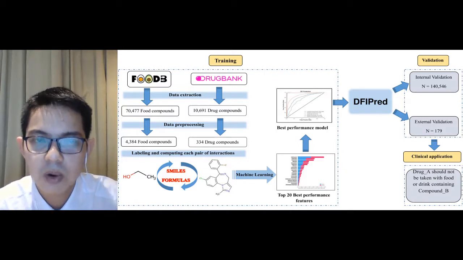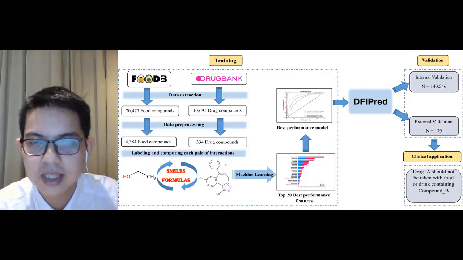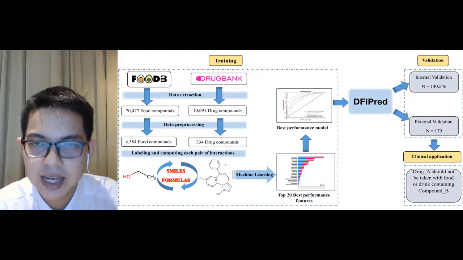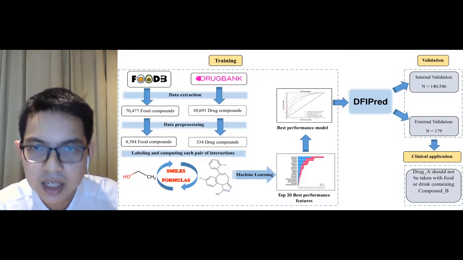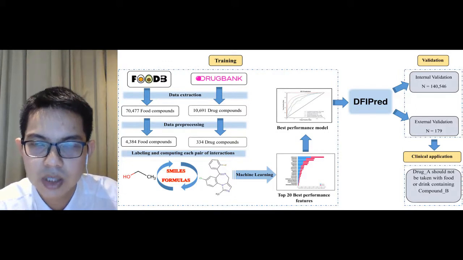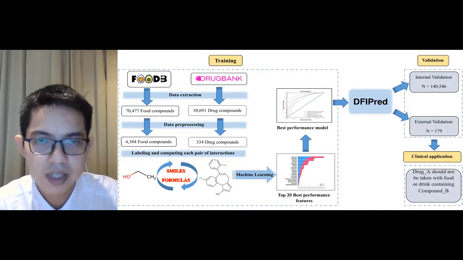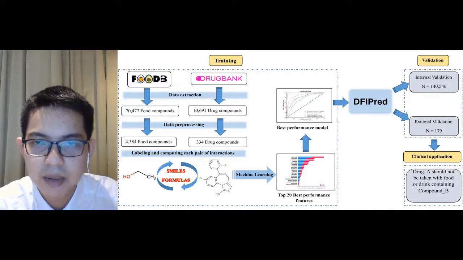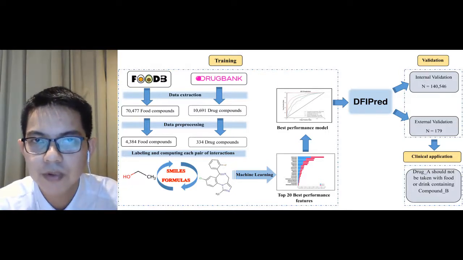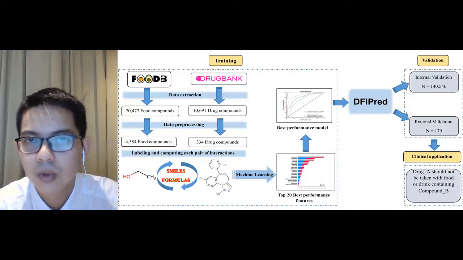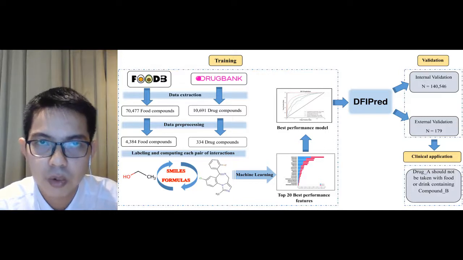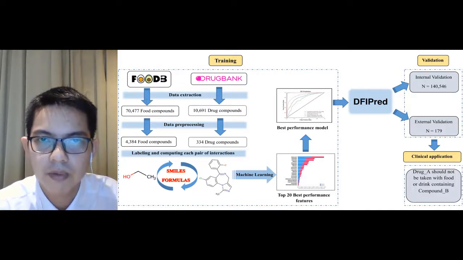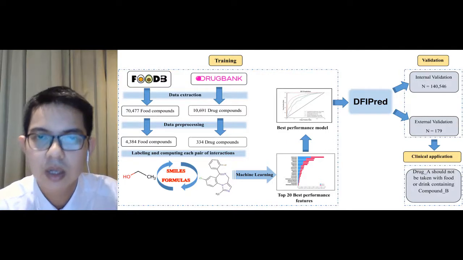The performance of our model was highly promising, as the accuracy score was 88.28% and 92.18% on the internal and external validation, respectively. More importantly, DFIPred can recommend the interaction of any given pair of one drug and one food constituent based on their compound names only. We believe that our model could contribute to the prediction of drug-food interactions in the future.